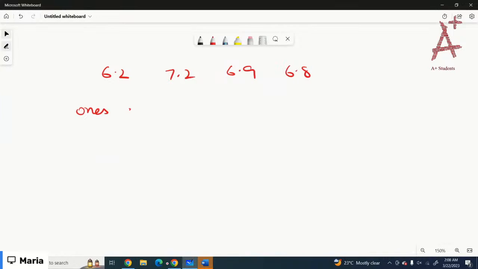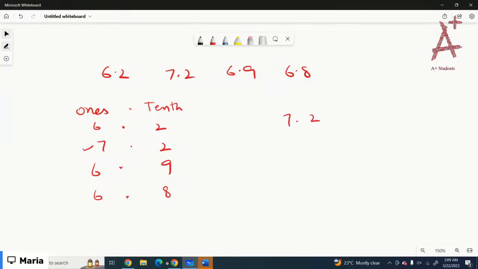Let's just write them down in the place value chart. 6.2, 7.2, 6.9, 6.8. Let's just compare their whole numbers first. So 6, 7, 6, 6. Here you have 7. 7 is greater than 6. That means 7.2 is the greatest one.